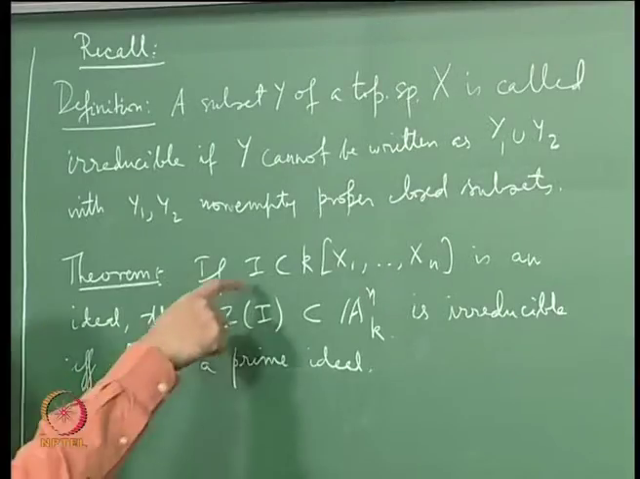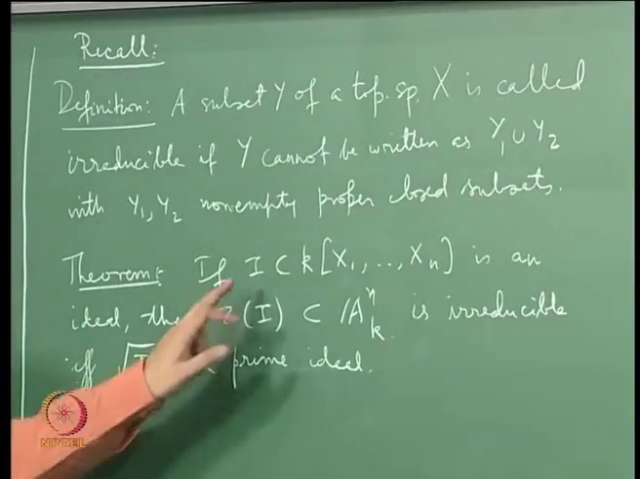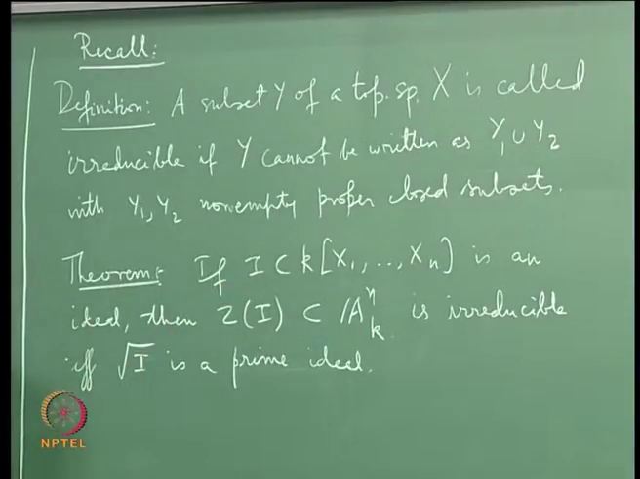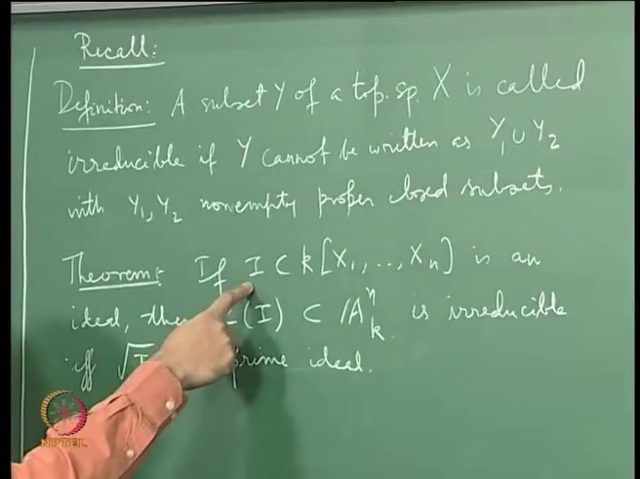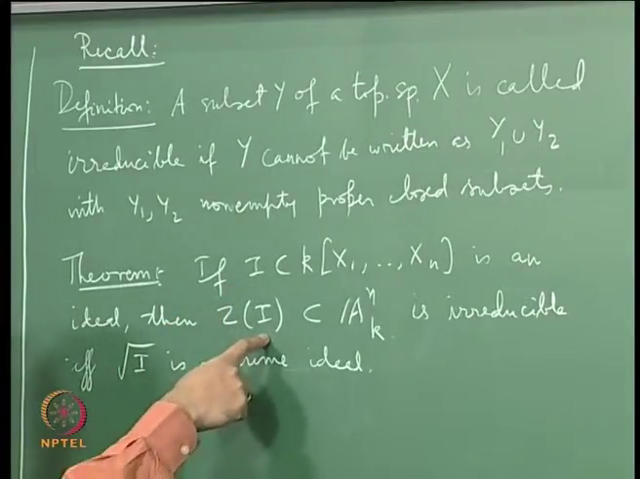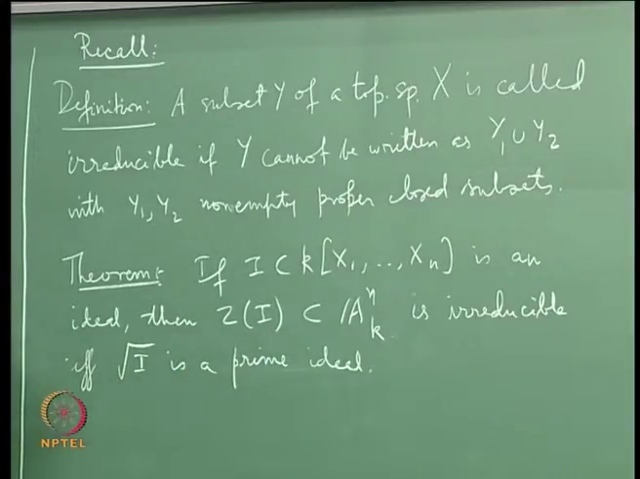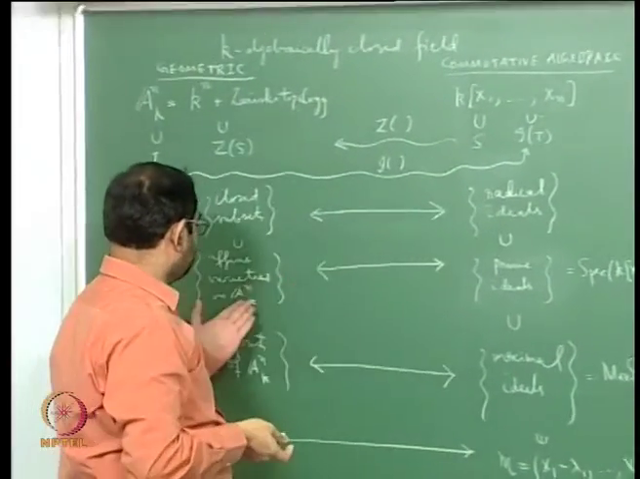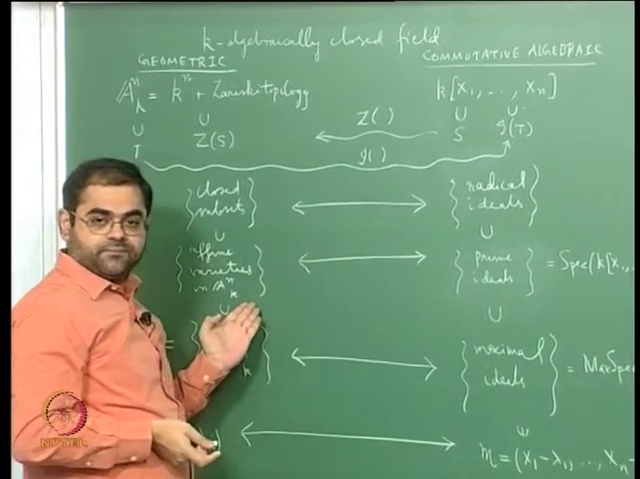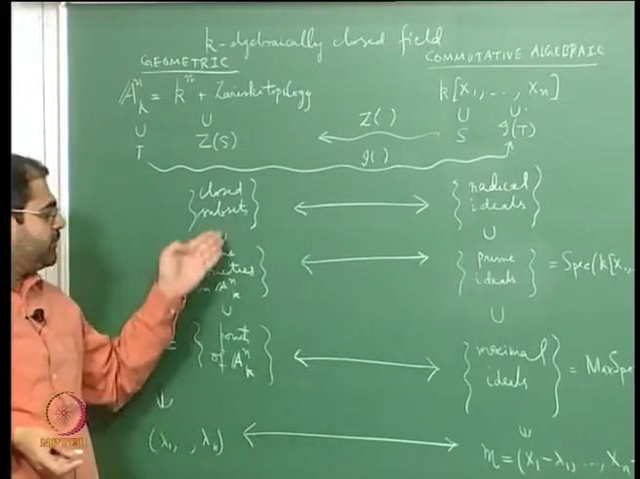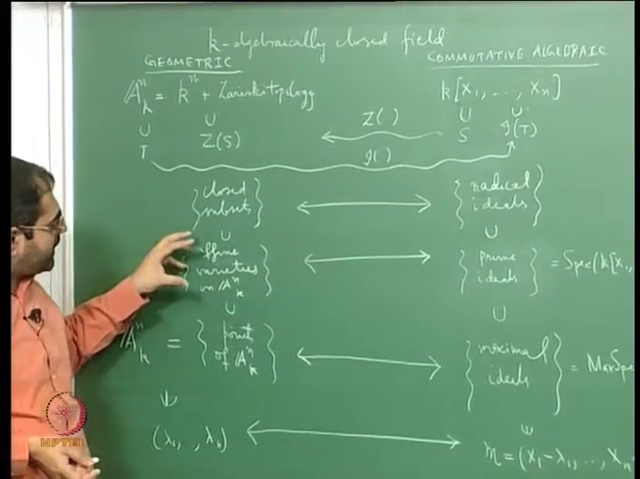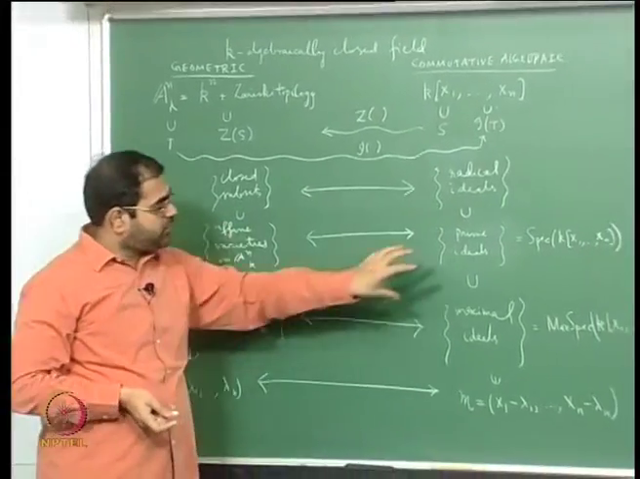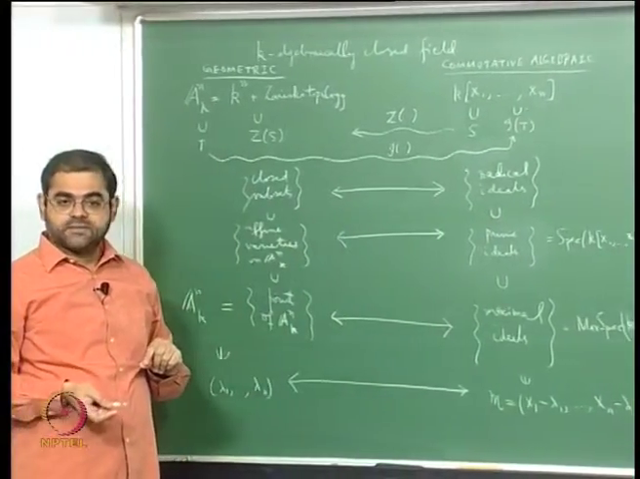What this means is that if I already started with the radical ideal, I mean if I already started with the prime ideal, then Z of I will be irreducible. Conversely, if I already started with the radical ideal, then saying Z of I is irreducible is the same as saying that the ideal itself is prime, okay. And that's essentially what gives you this correspondence in the middle, that the affine varieties in An correspond to prime ideals.